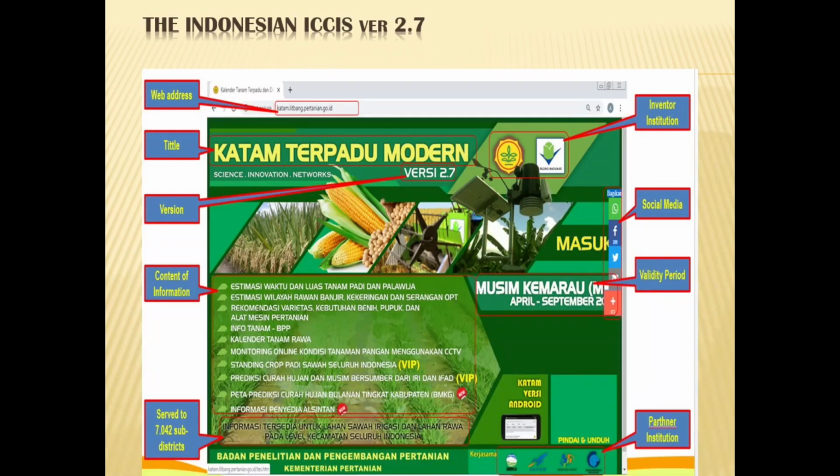This is the display of the integrated cropping calendar website system version 2.7. This is the link address of the site. This is the content of the cropping calendar system. Then this is how to enter the validity from April to September. Then this is the social media that can take information from integrated Katam via cell phone or laptop.